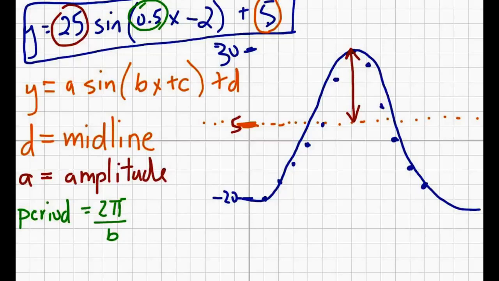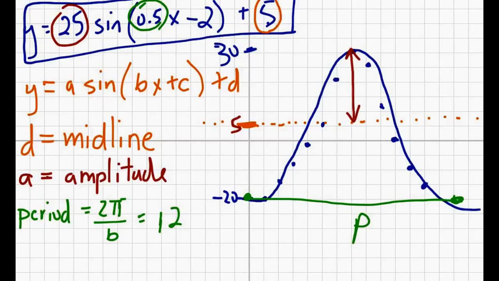So for a half a radian, we go 2 pi divided by half. 2 times pi is 2 times 3.14, so around 6. 6 divided by half would actually give us about 12. So in this case, we're getting a period of 12.